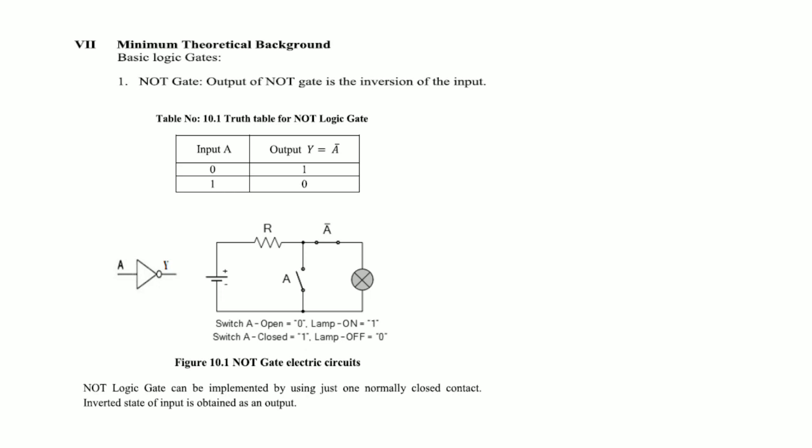Now, minimum theoretical background. Basic logic gates. First, NOT gate. The output of a NOT gate is the inversion of the input. So, NOT logic gate can be implemented by using just one normally closed contact. The inverted state of the input is obtained as an output.